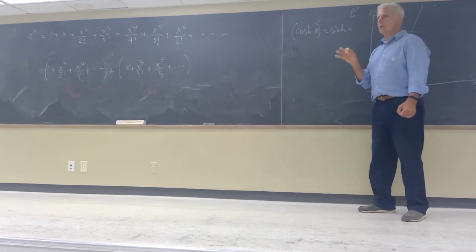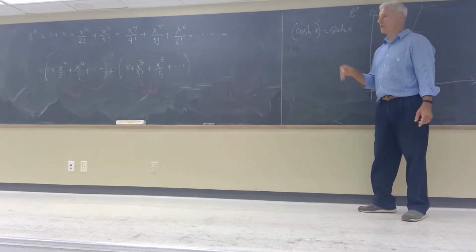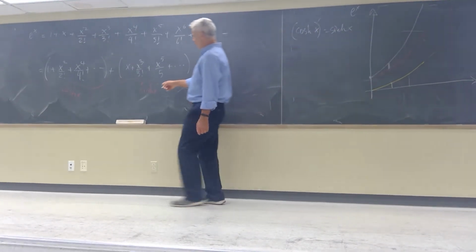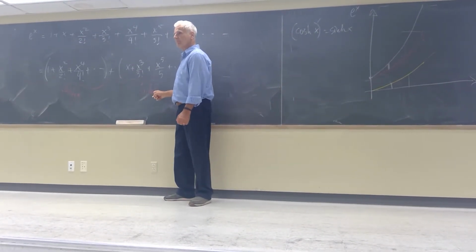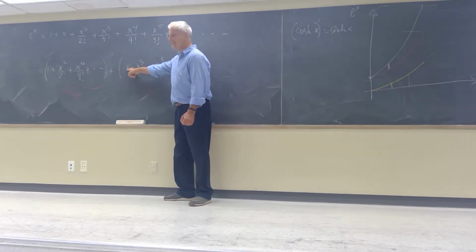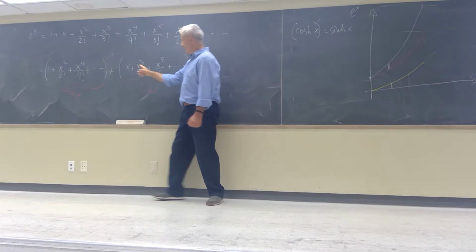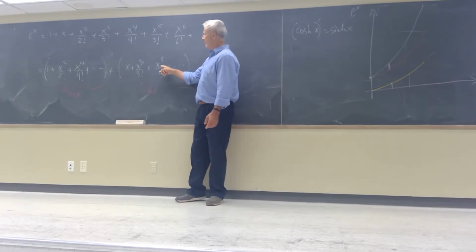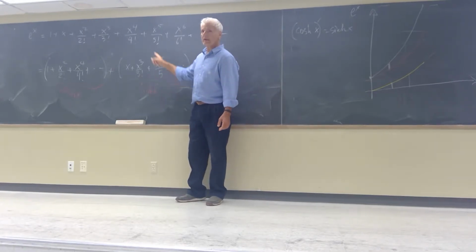Okay? Then we're going to prove something kind of cooler that you can relate to. Now the derivative of sinh is what? Cosh minus 1. Because the derivative of x is 1. The derivative of x to the third over 3 factorial is x squared over 2 factorial. The derivative of x to the fifth over 5 factorial.